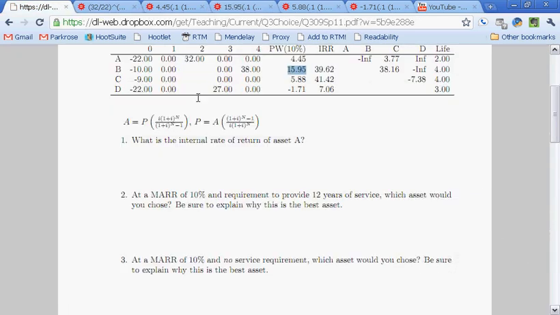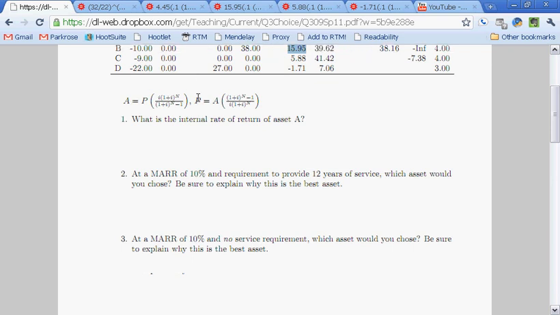Again, the idea is that asset B is great when you can buy one, let it burn out, buy another one in time period 4, let it burn out, buy another one in time period 8, and that one burns out in time period 12. So you've covered the entire 12 years of service that's there.